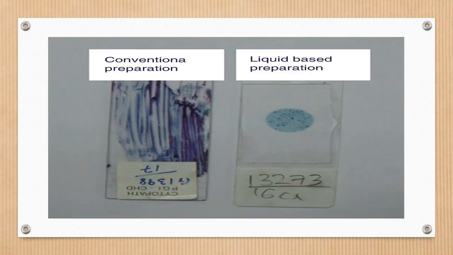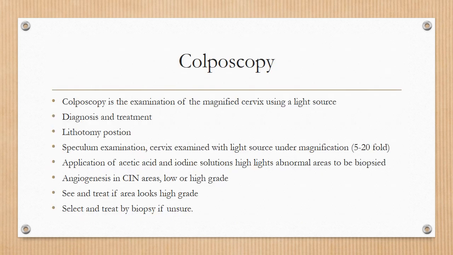So this is the conventional pap smear preparation, and this is the liquid-based preparation. So you can see how fine the cells are that we can see in the microscope, and here how bizarre it is.